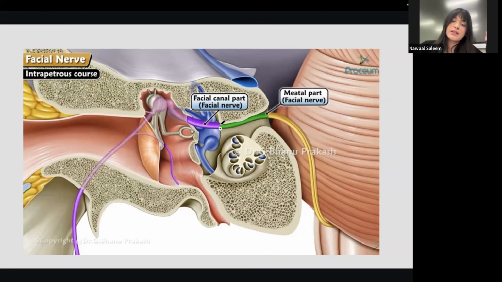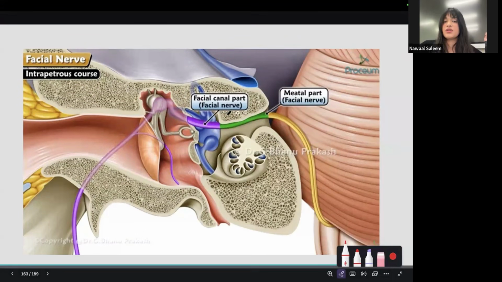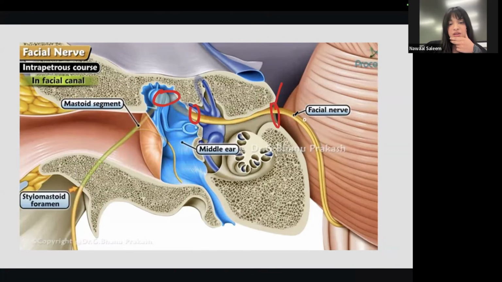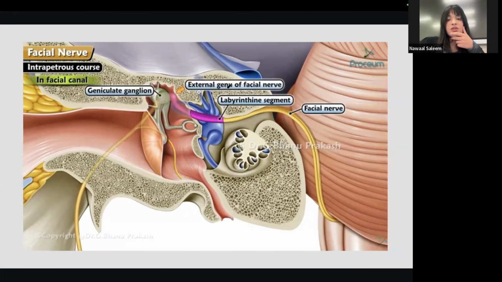And then from this area to the stylomastoid foramen and onward, this is the facial nerve. It's the facial canal part. Okay? So the facial nerve enters, and it goes and goes. This is the vestibule, and then this is the middle ear. So it goes to the middle ear, and then it forms the external genu of the facial nerve, right? So this is the facial nerve going.